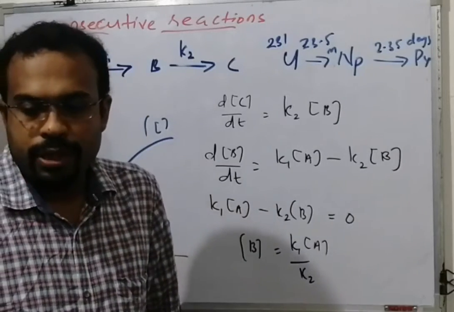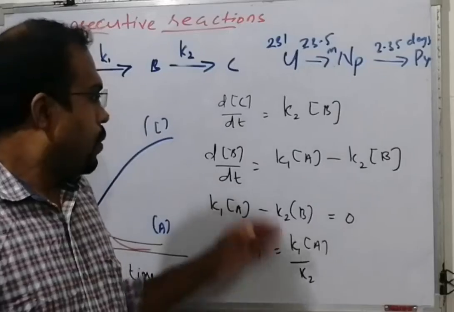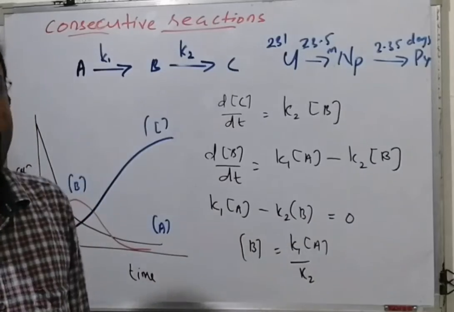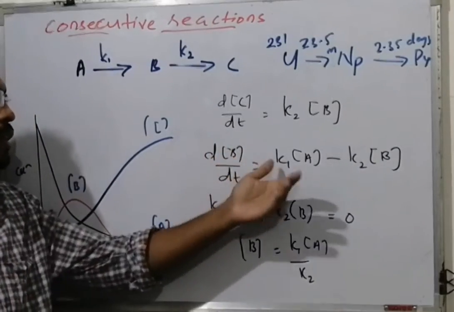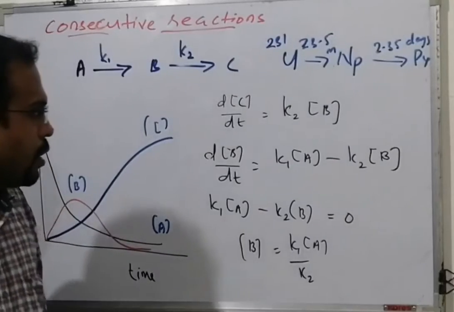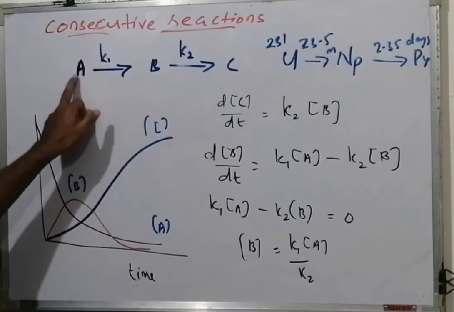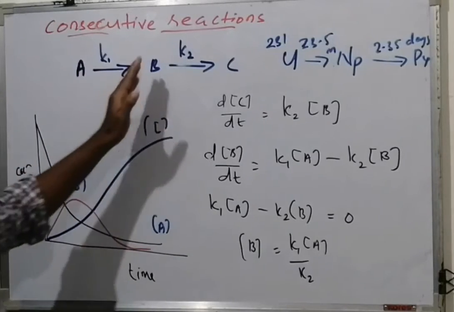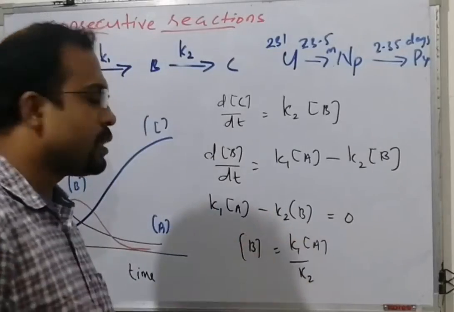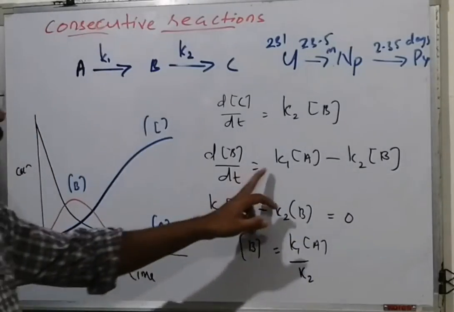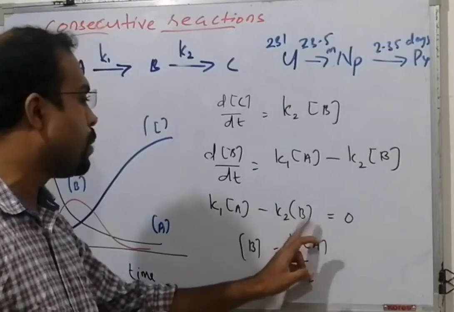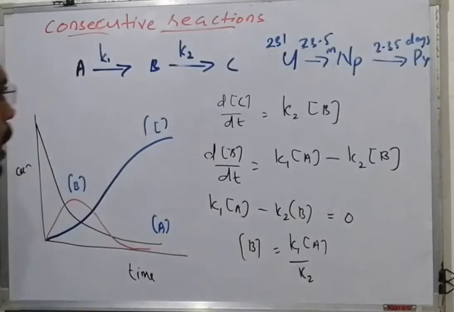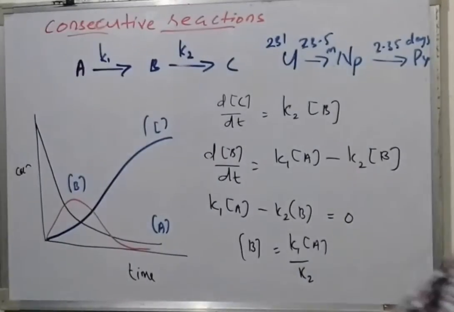What does the steady state approximation say? During a reaction, if an intermediate is formed, the net rate of change of that intermediate will be 0. What is the rate of formation of B? That is K1A, because this is the step where B is formed. What is the rate of consumption of B? K2B, because that is the step where B is consumed. Therefore, K1A minus K2B is equal to 0. That is the steady state approximation. From there, you will get the concentration of B. B is equal to K1A divided by K2.